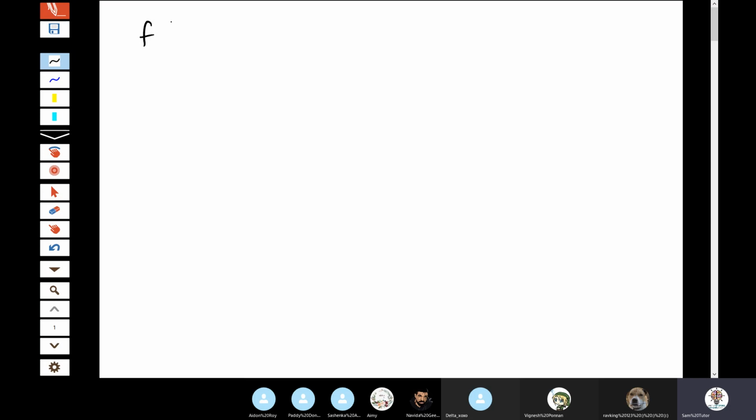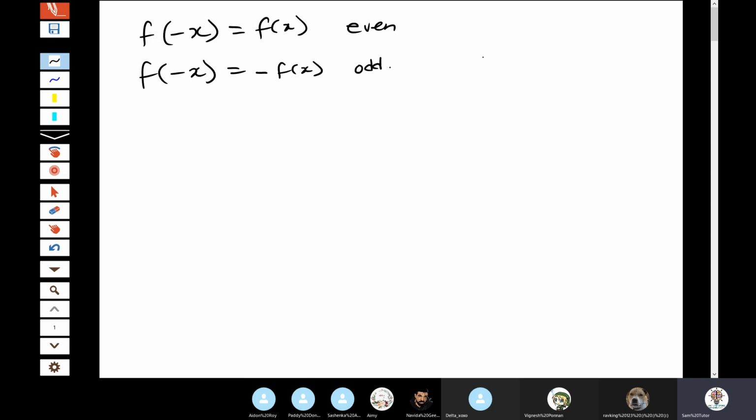To prove odd or even, both cases, we start with negative x. What you want to remember, you always start with negative x. If it gives you back the original, straight away just say it's even. If it gives you negative of the original, you would say it's odd. And if it gives you neither, then it's obviously neither. And the case I was using was f of x.